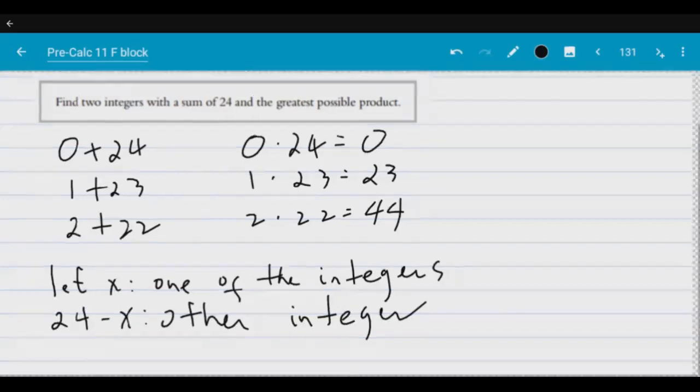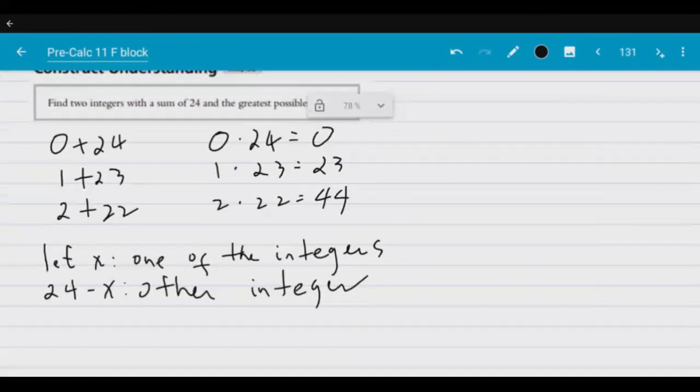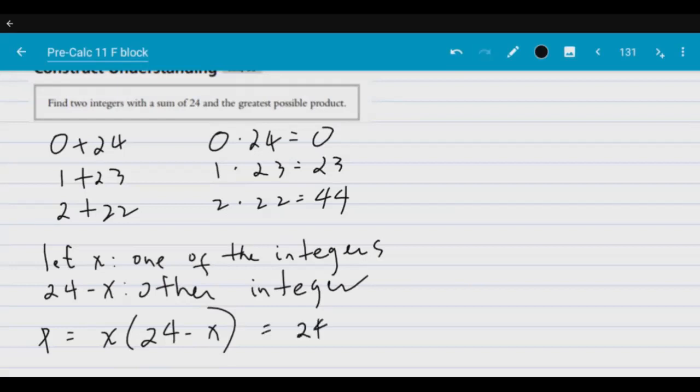Makes sense? So what is the product going to be? Well, the product would be given by x times (24 minus x), right? And what do you notice, guys? Isn't this going to give you a quadratic function? Which means it's a parabola. If you were to expand this, take a look, it's going to be like this, or negative x squared plus 24x.